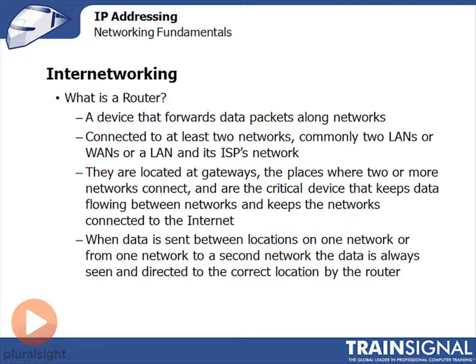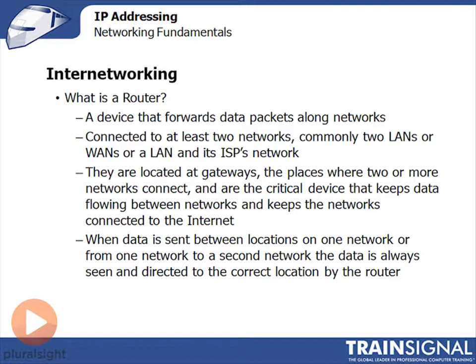The routers are located at gateways. Now, not gateways as in the protocol translator we talked about in a previous lesson, but the place where two or more networks connect. So they're the gateway from one network to another. A router is the critical device that keeps the data flowing between the networks and keeps the networks connected to the internet. As a matter of fact, that term gateway, I mentioned earlier something called a default gateway. And the default gateway is actually the IP address that points to the router that a computer will use to communicate outside of its own network.